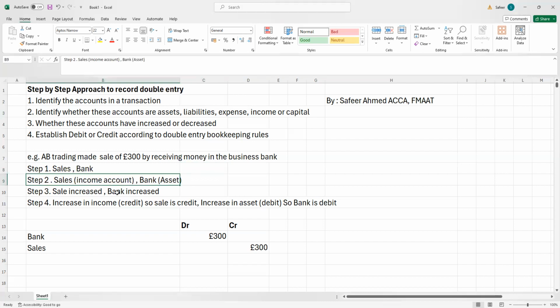The third step is whether these accounts have increased or decreased. And when we make sales, the sales account is increased. And again, if we receive money in the bank, our bank account has increased. So increase in sales, which is, in other words, increase in income. And similarly, increase in bank, in other words, increase in asset. Now remember the double entry bookkeeping rules. Increase in income is credit, so therefore sales will be credit.